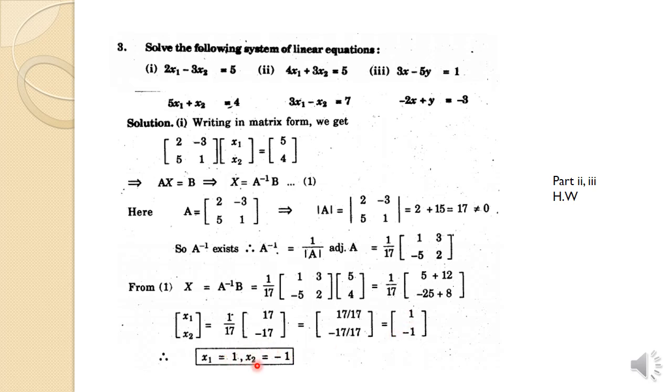So what are the values of x1 and x2? The value of x1 is 1 and the value of x2 is minus 1. Similarly student, you can solve part 2 and part 3. If you face any query, you can ask me on the WhatsApp group or privately.